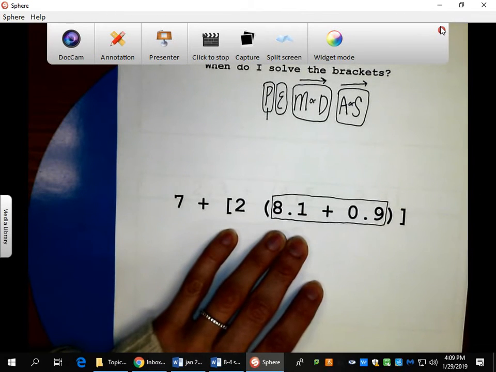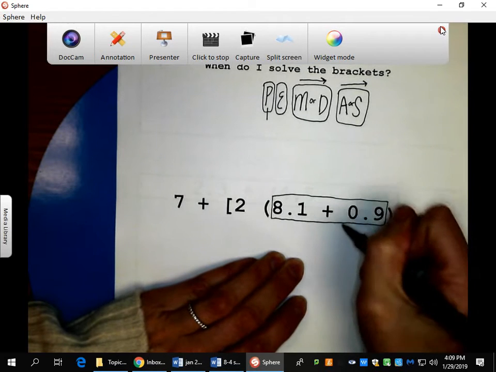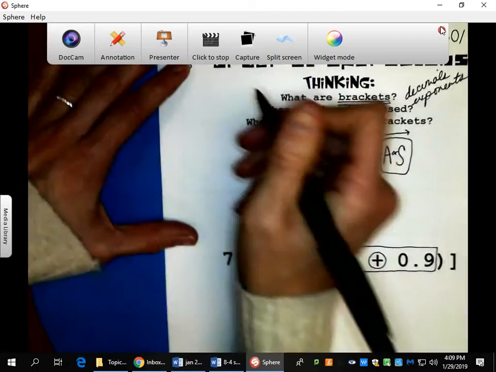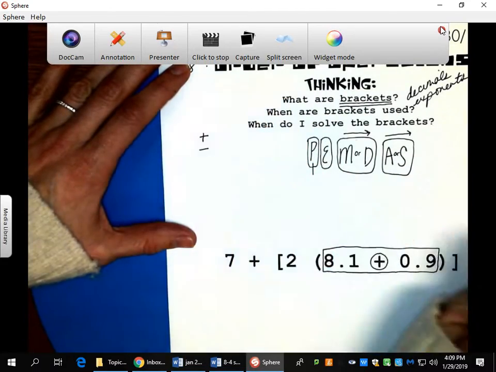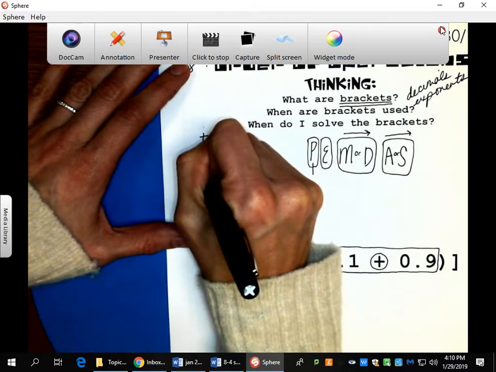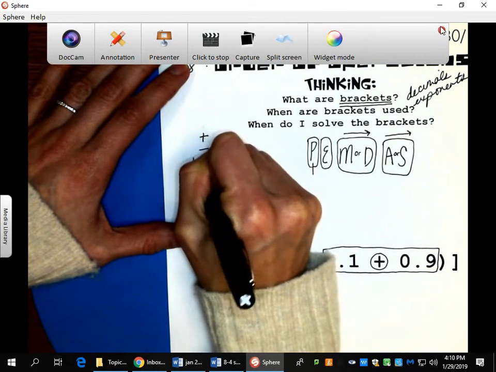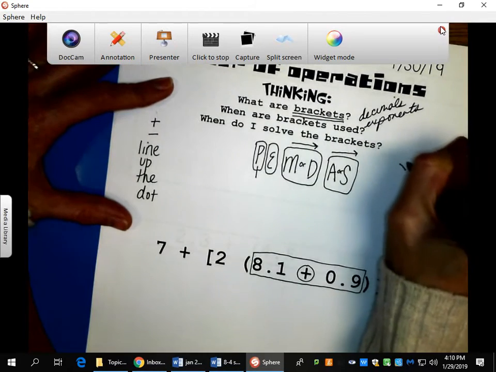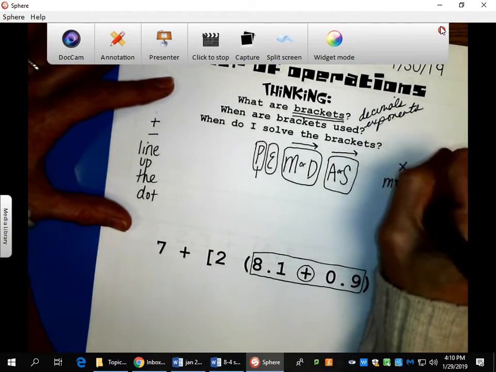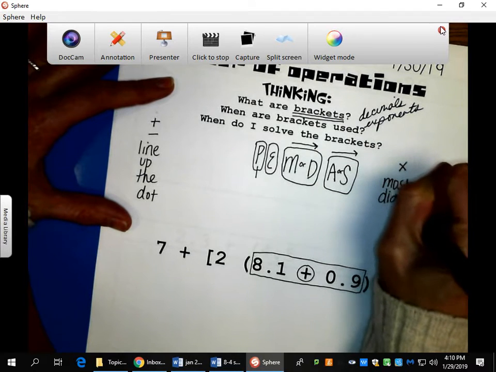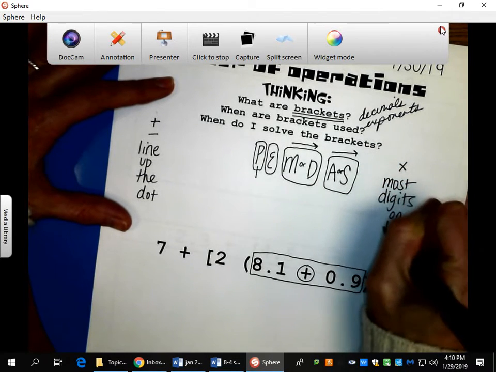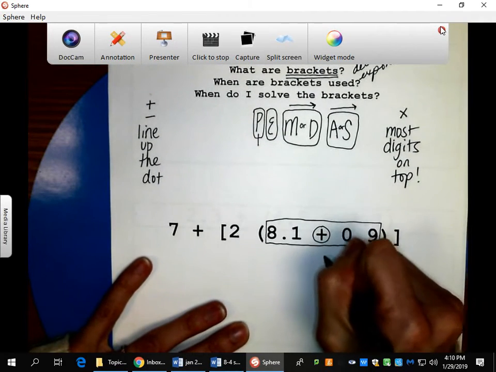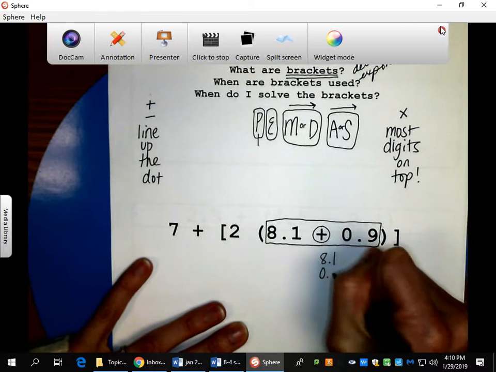8 and 1/10 plus 0 and 9/10. Now remember, adding decimals, line up the dot, give it all I got. Remember, adding and subtracting decimals, line up the dot. When we multiply decimals, it's the most digits on top. Okay, so we're going to be running into those rules a little bit. So anyway, adding, 8 and 1/10 plus 0 and 9/10.